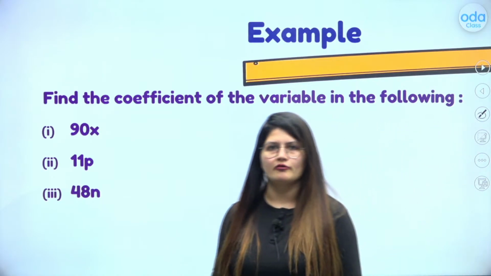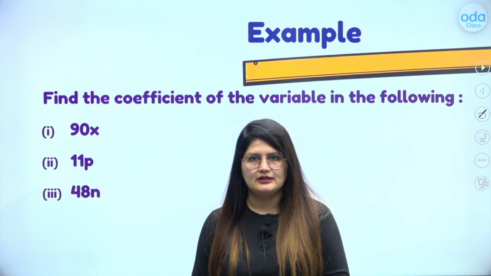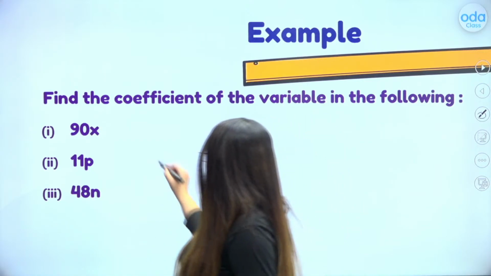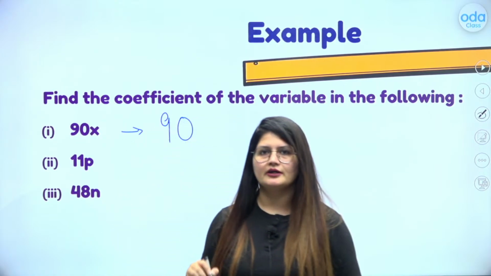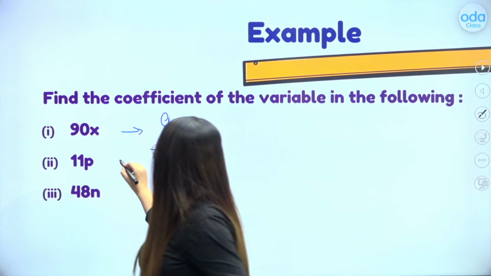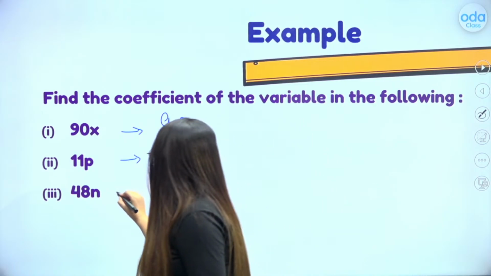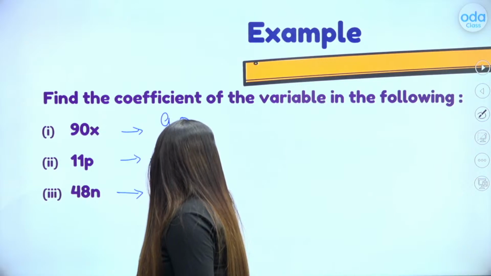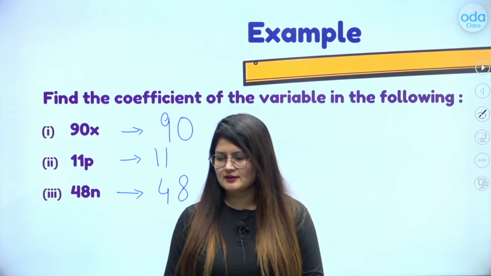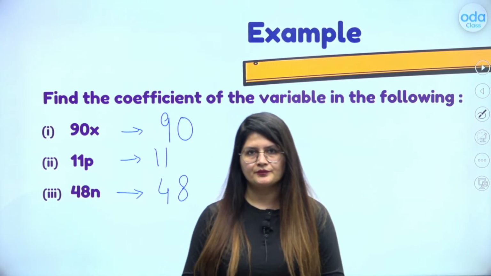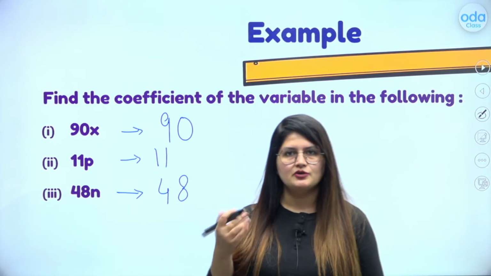Let's say we have to write the coefficient of the variable here. In 90x, what is the numerical coefficient of x? We could see that the numerical coefficient here is 90. In 11p, what is the coefficient? In 11p it is 11. While in 48n, the numerical coefficient, or the coefficient of the variable, is 48. Are we clear with this now? I hope we are able to identify what the numerical coefficient is.